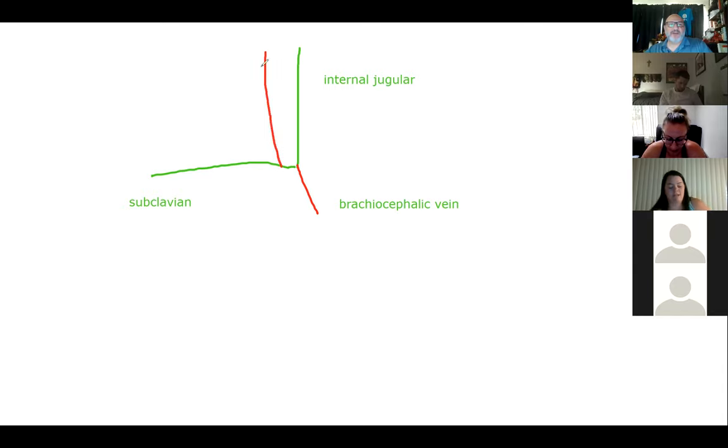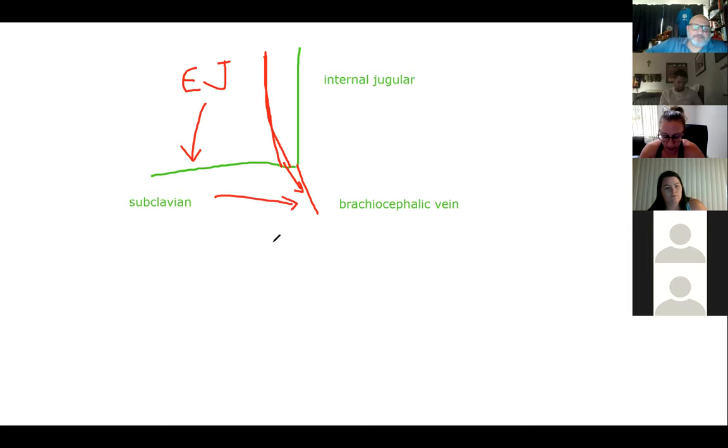Okay, so it does kind of go there, but it also kind of feeds into it as well. So if you went from the external jugular straight into the brachiocephalic, I would accept that. But if you went from the external jugular to the subclavian and then the subclavian to the brachiocephalic, I would accept both of those. Because it was on the superficial part of your head.